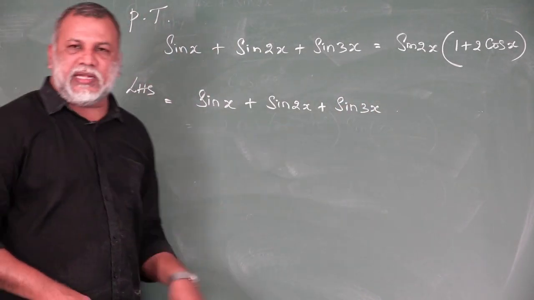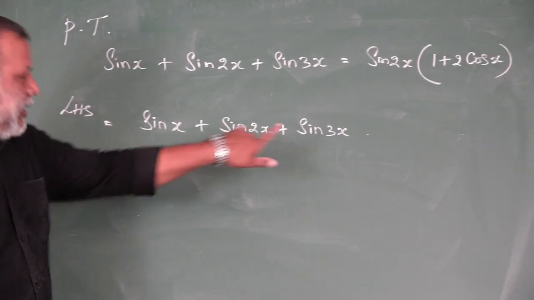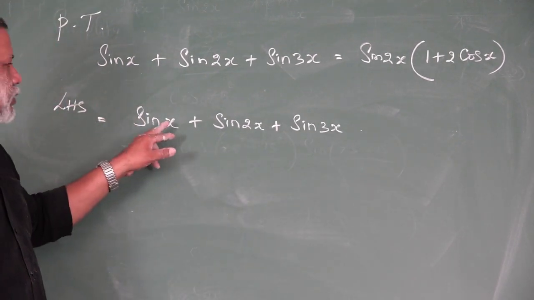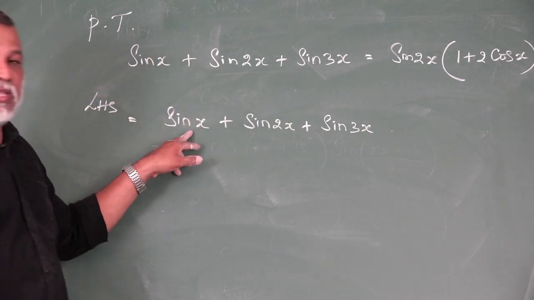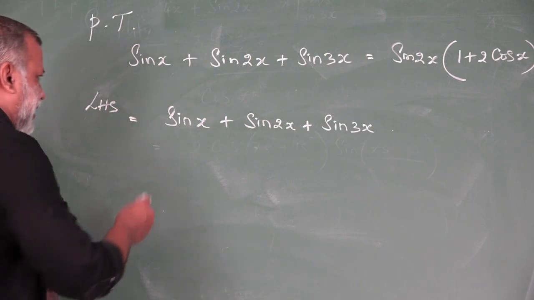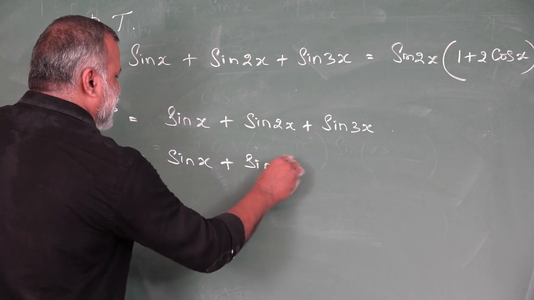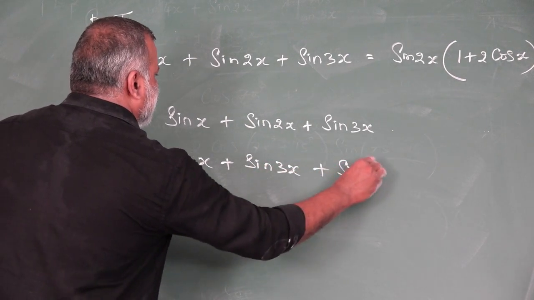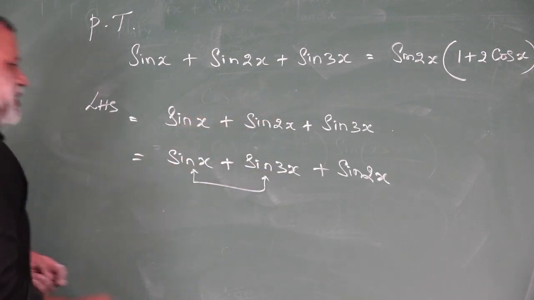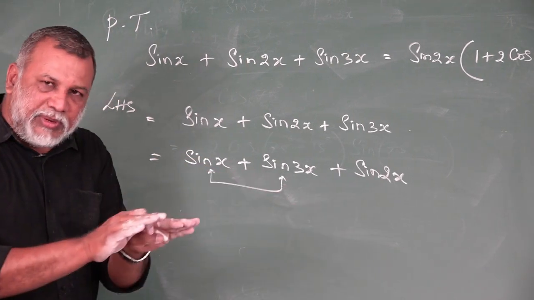Out of these 3 terms you can select any 2, in the form of sin C plus sin D. But here is a very important tip: if you select the 2 odd numbers, 1x and 3x, it can be simplified very easily. So I can select sin x plus sin 3x, plus sin 2x. For sin C plus sin D, we select the 2 odd numbers, and it can be simplified very easily.